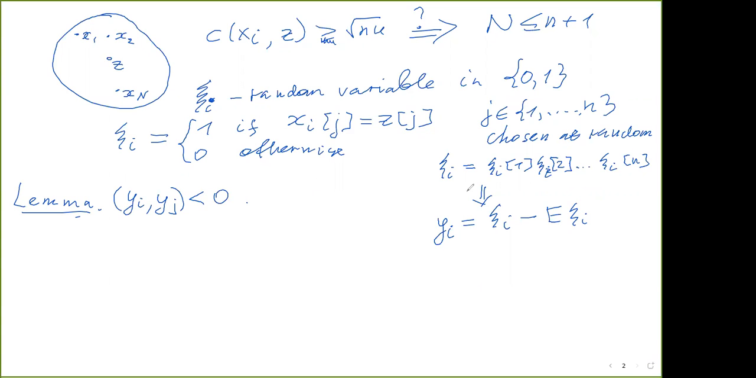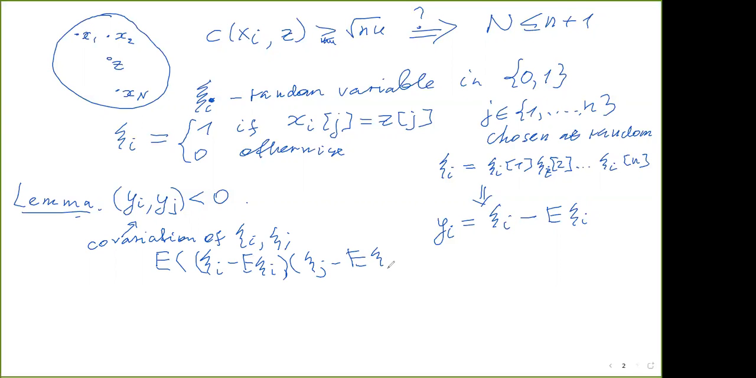And for these vectors, this inner product, if we normalize it, dividing by n, has a clear meaning. It has a name in probability theory. It's called the covariance of two random variables. So it's the covariance of Xi and Xj, or after normalization it is just the arithmetic mean of the expectation of Xi minus expectation of Xi, times Xj minus the expectation of Xj.